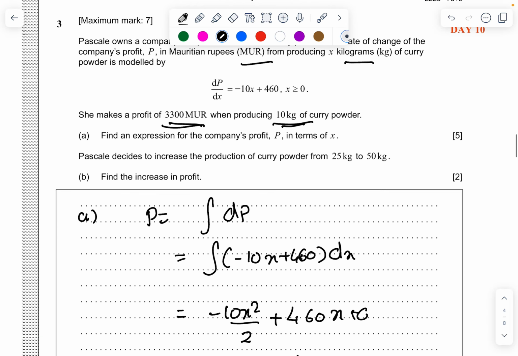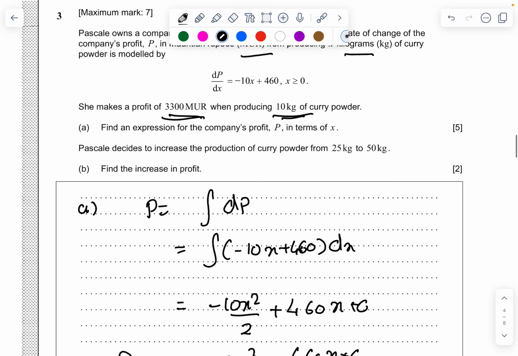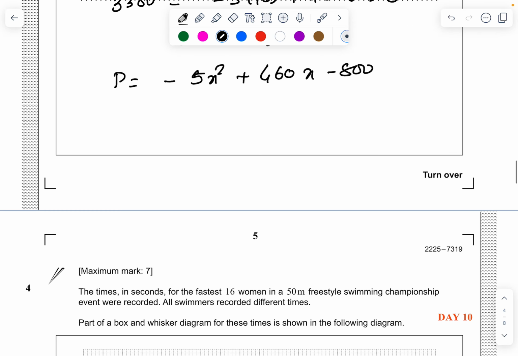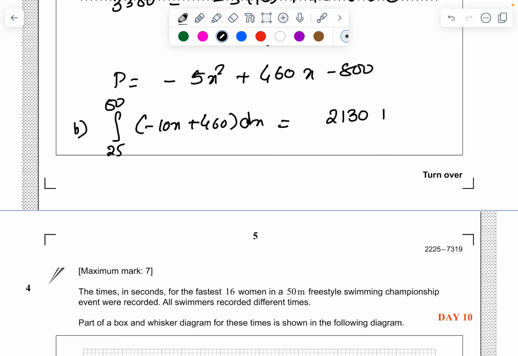Then Pascal decides to increase the production from 25 kgs to 50 kgs. Find the increase in the profit. So it's the integral from 25 to 50 of this function, minus 10x plus 460 dx, which, using the calculator, is 2130 MUR. So what is the increase in the profit? Use the definite integral and find out the answer.